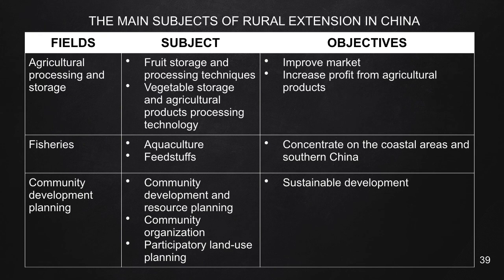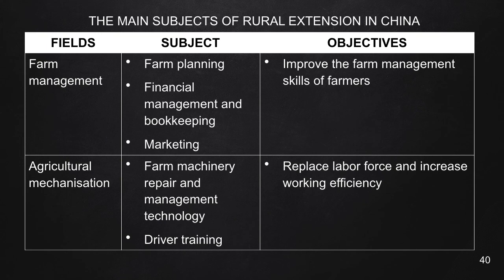And for community development planning, the subjects are community development and resource planning, community organization, and participatory land use planning, and the objective is sustainable development. And for farm management, farm planning, financial management, bookkeeping and marketing are the subjects. This is to improve the farm management skills of farmers. For agricultural mechanization, the subjects include farm machinery, repair and management technology, and driver training. This is to replace labor force and increase working efficiency.